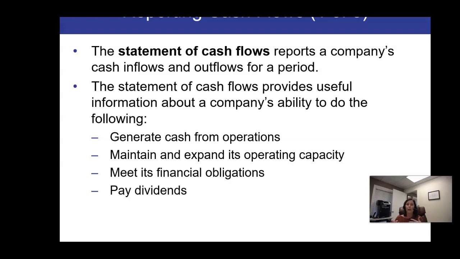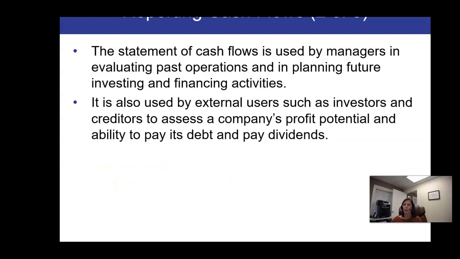So we track the actual inflows and outflows of cash to ensure that we actually have enough money in order to meet the company's immediate needs, as well as do things like pay a dividend if we choose to do that, or look toward an expansion.